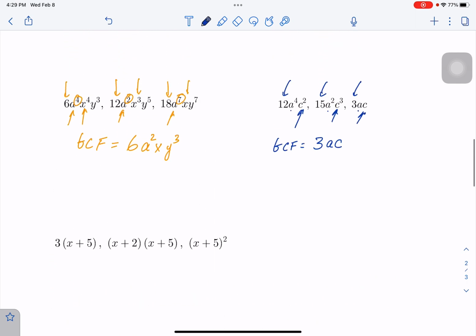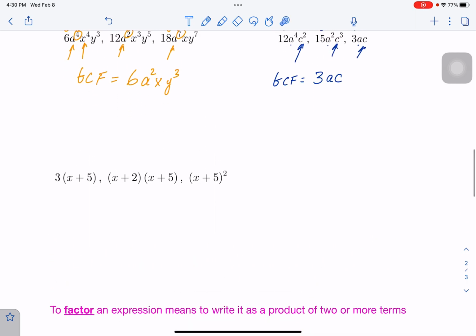Now, take a look at this question. A little bit different, but not really. Let's look at it. So this is multiplication. This is 3 times a bracket, and the bracket is x plus 5. And then you've got x plus 2, and another bracket of x plus 5. And then this one is a bracket x plus 5 and a bracket x plus 5.